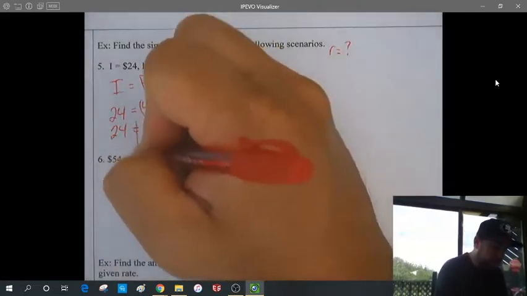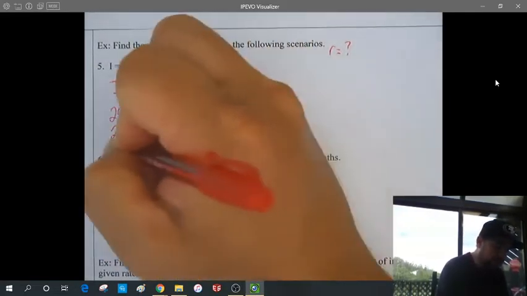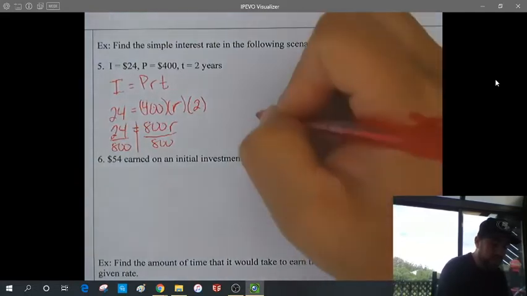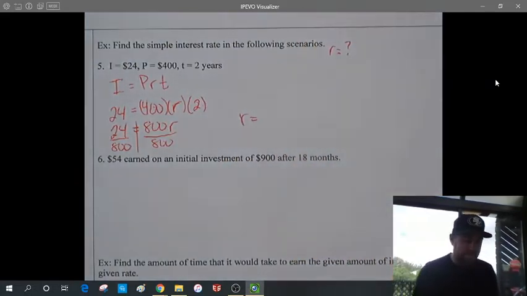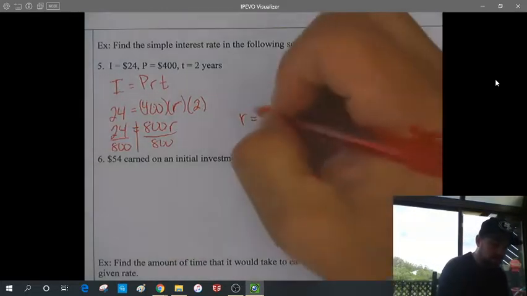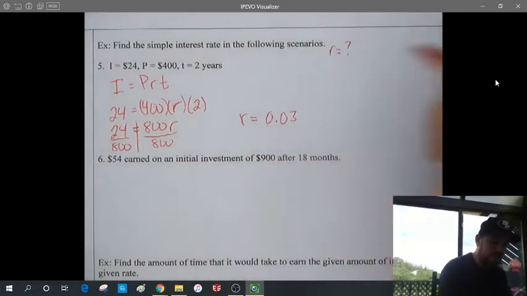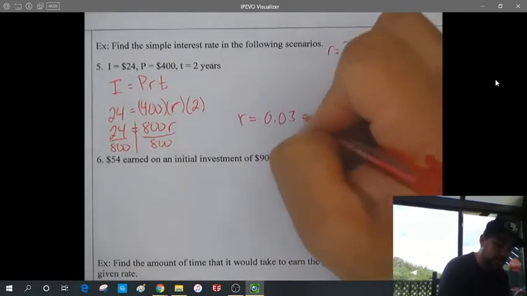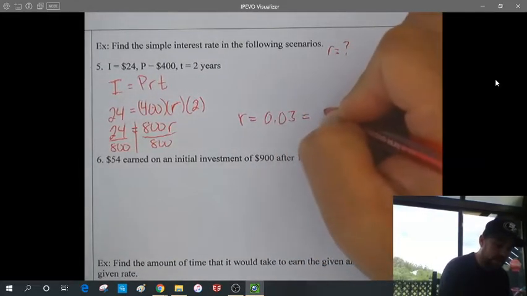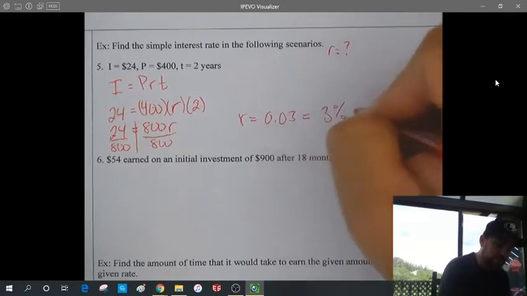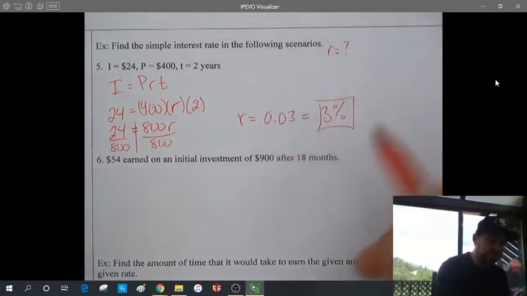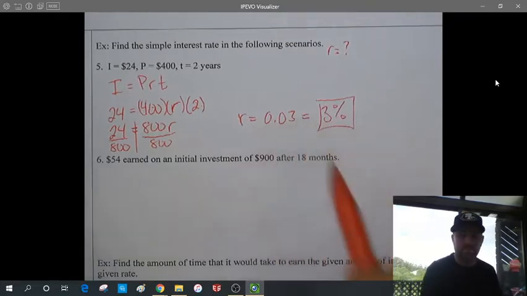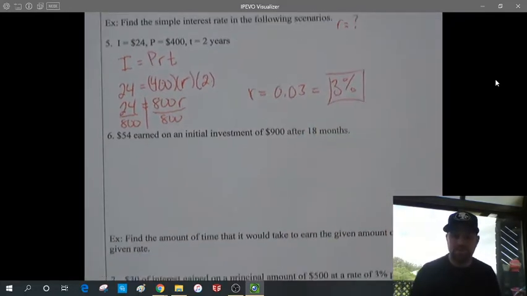And now what I have is just a little one-step equation where I can divide both sides by 800. And let's see what we find when we take 24 divided by 800. Looks like 0.03 is what R is going to be equal to, which means if I convert that to a percentage as an interest rate, that would be 3%. So this time going back from decimal to percentage, remember move it 2 places to the right now. So 3% would be my interest rate there.